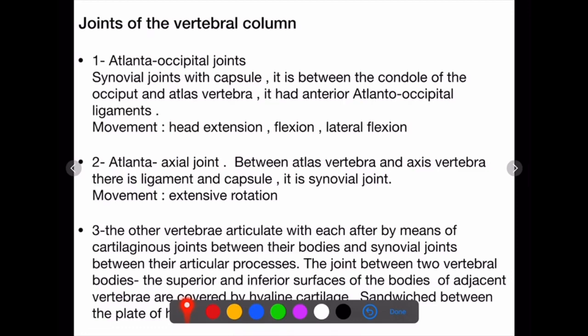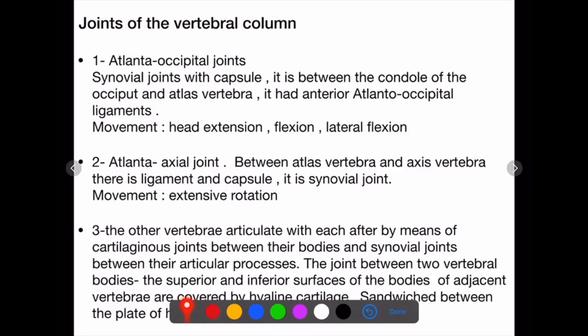Joints of the vertebral column. أول واحد عندنا, the first one is the atlanto-occipital joint, وهذا هو synovial joint with a capsule. It is between the condyle of the occipital bone and the atlas vertebra. It has anterior atlanto-occipital ligaments. The movements in this joint عندنا head extension, flexion, lateral flexion possible.